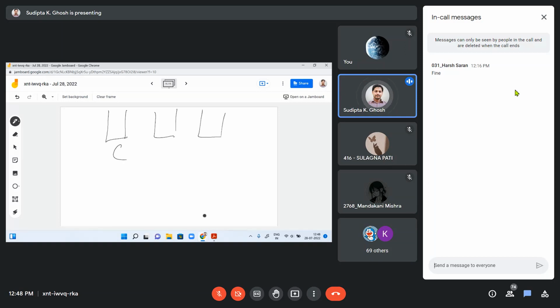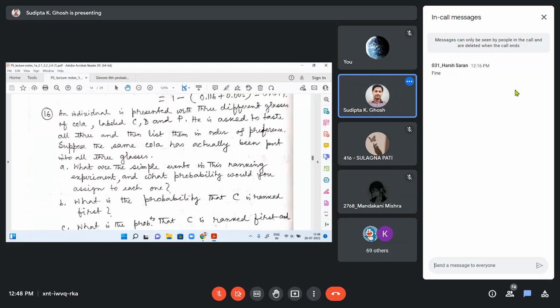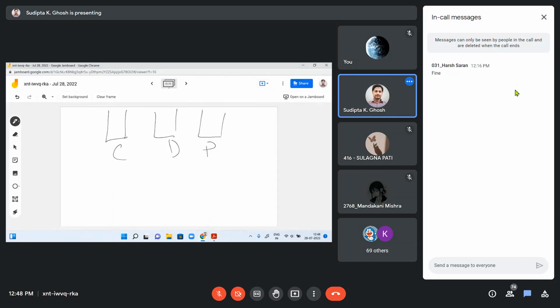Okay, one label is C, one is D, one is P. Now, he is asked to taste all 3 and then list them in order of preference. That means the person is provided 3 glasses of cola, and he or she will taste them. After tasting, he or she will give a preference. Preference means that one is good, that one is middle, that one is not good, like this.